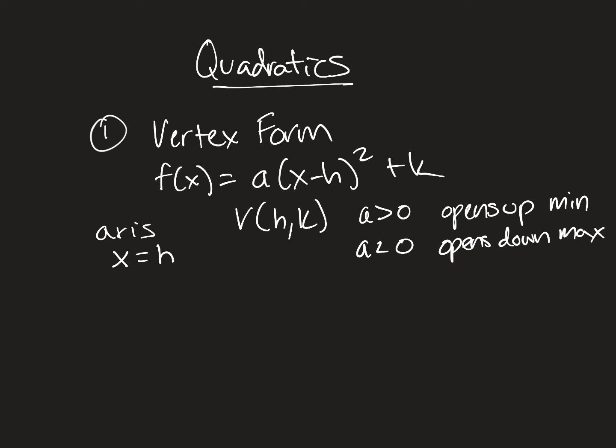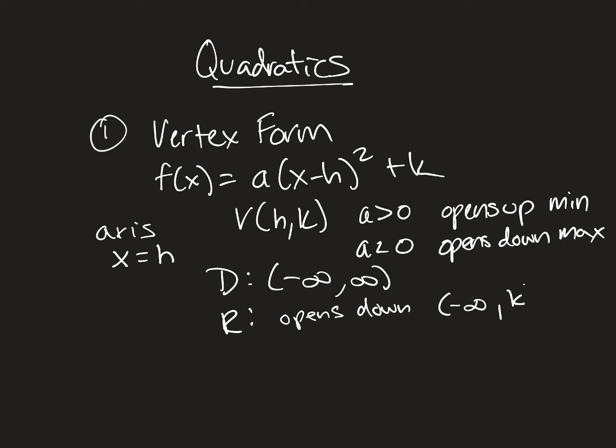For parabolas that open up or down, the domain means what I can put in for x, no restriction, so all reals. The range, however: if it opens down, meaning we've got a max, the range is negative infinity to the y coordinate of the vertex. If it opens up, that smiley face looking parabola, then it has a min, so the range is the y coordinate of the vertex all the way to infinity.